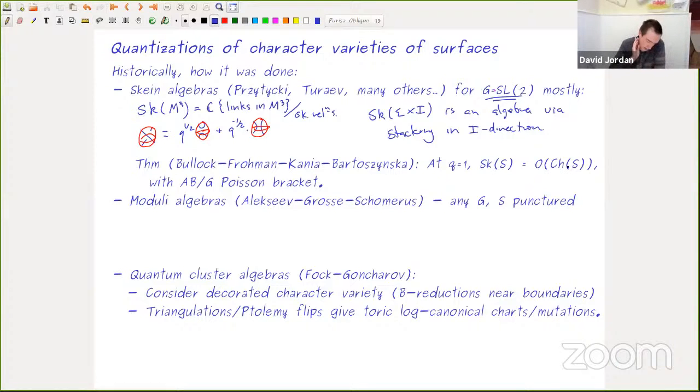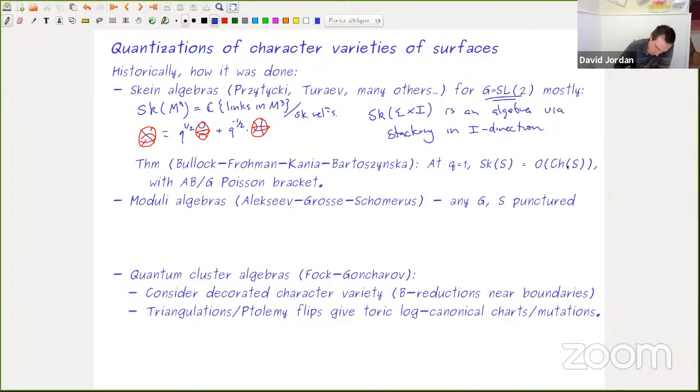And in a paper by Bullock, Frohman, and Kania-Bartoszyńska, they showed that actually, moreover, this is a flat deformation, so it behaves well as you move away from q equals 1, and it recovers the Atiyah-Bott-Goldman Poisson bracket on the surface. So that's a really nice result that tells you that skein algebras quantize the character varieties.